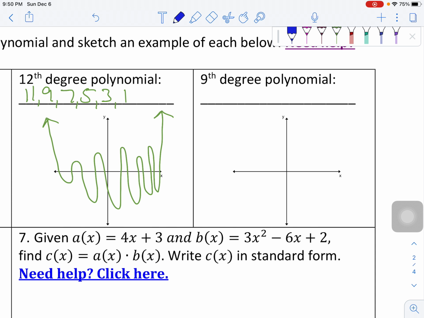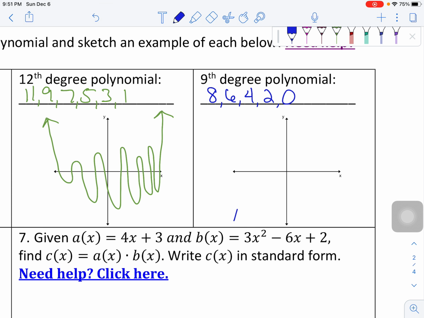Okay, all right, last one on the extrema, and the example is a 9th degree polynomial. I count it back by 1, so that's going to be 8, and I want all of the even numbers less than 9. So 8, 6, 4, 2, and yes, 0 is actually considered an even number. So let's see what we've got here. Let's do a 9th degree polynomial.